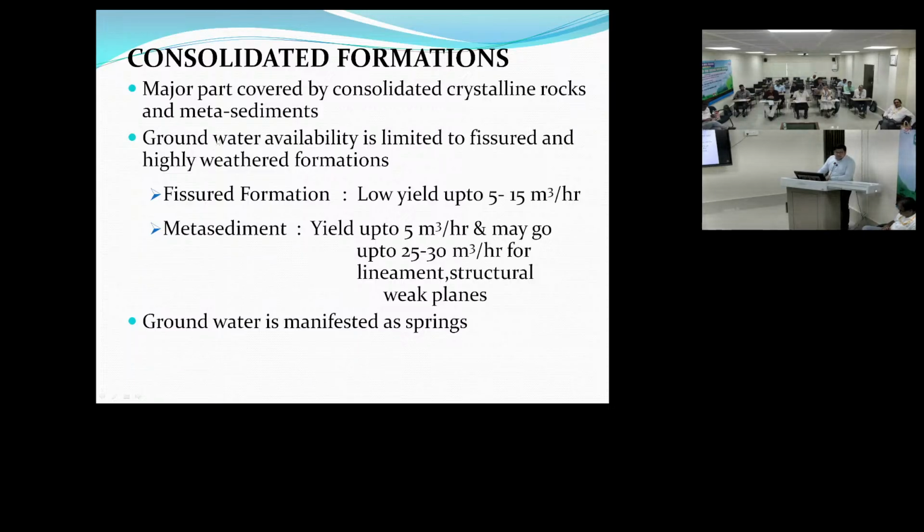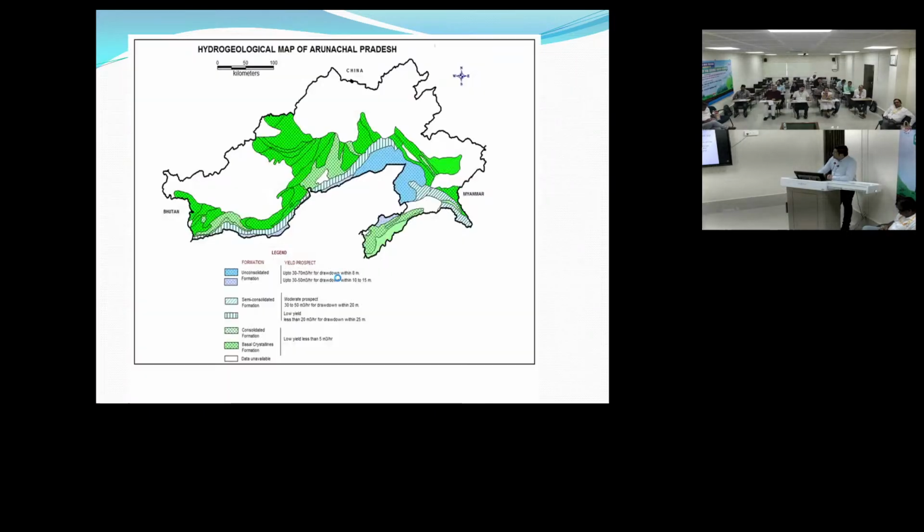Those are in the Bomdila formations and so on, crystalline meta sediments. Groundwater, as I've told, is mostly present in the secondary porosity, in the fractures. The yield is low, from 5 to 15 meter cube per hour, and in meta sediments 5 meter cube per hour, which may go up to 20 to 25, depending on how the fracture is. Groundwater manifests as springs, and mostly the springs are the main source.